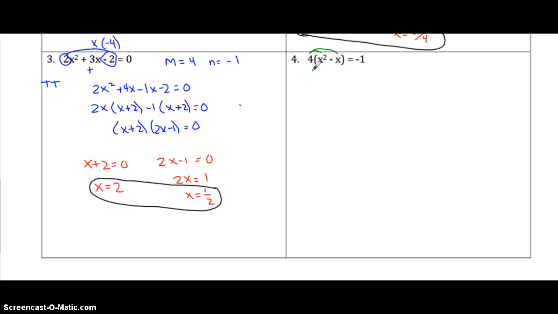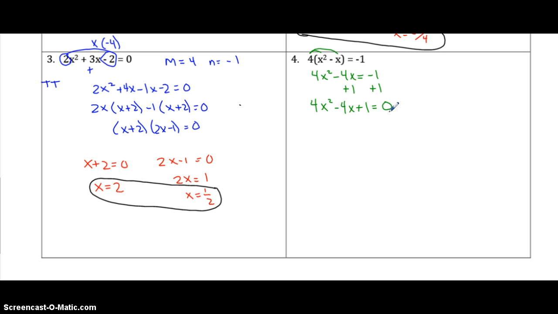4 times x squared is 4x squared. 4 times negative x is negative 4x equals negative 1. Alright, now we have to add 1 to both sides so that we get everything over to one side of the equation. So that's 4x squared minus 4x plus 1.